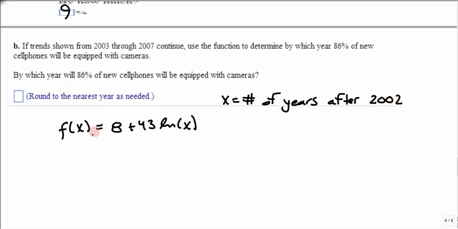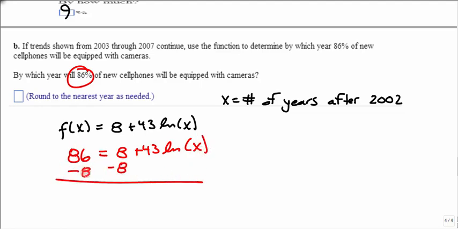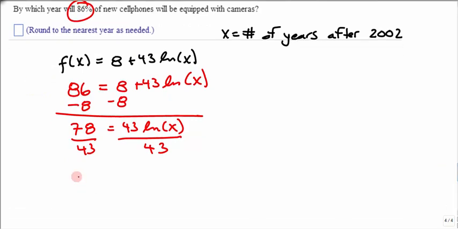Okay, it says use the function. So we're not going to look at the graph. We're just going to use the function to determine by which year 86% of the new cell phones will be equipped with cameras. So I think we should just plug an 86 in here. I don't think we need to use its decimal form. And then what we want to do is solve for x. So to get started, we'd subtract 8 from both sides. 86 minus 8 would be 78 equals 43 ln of x. Divide both sides through by 43. And I have ln of x, I'm just going to switch sides here, equals 78 over 43.